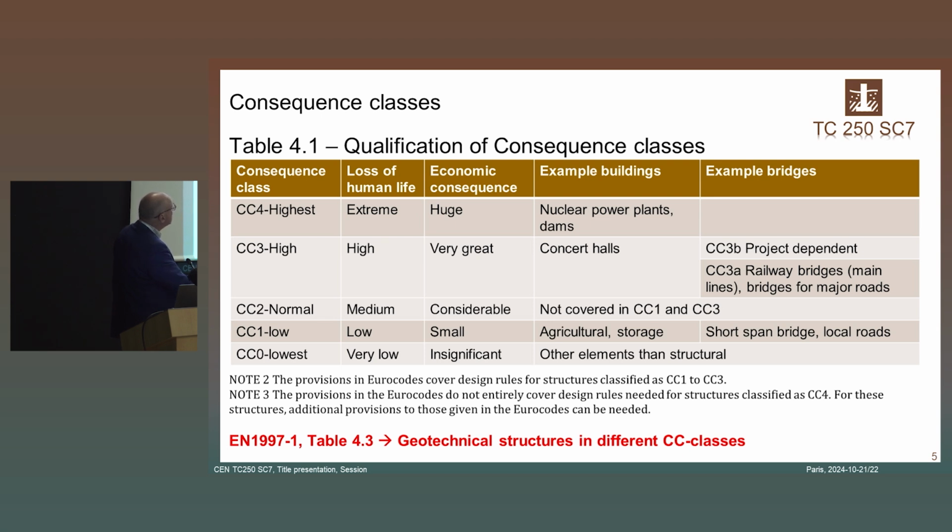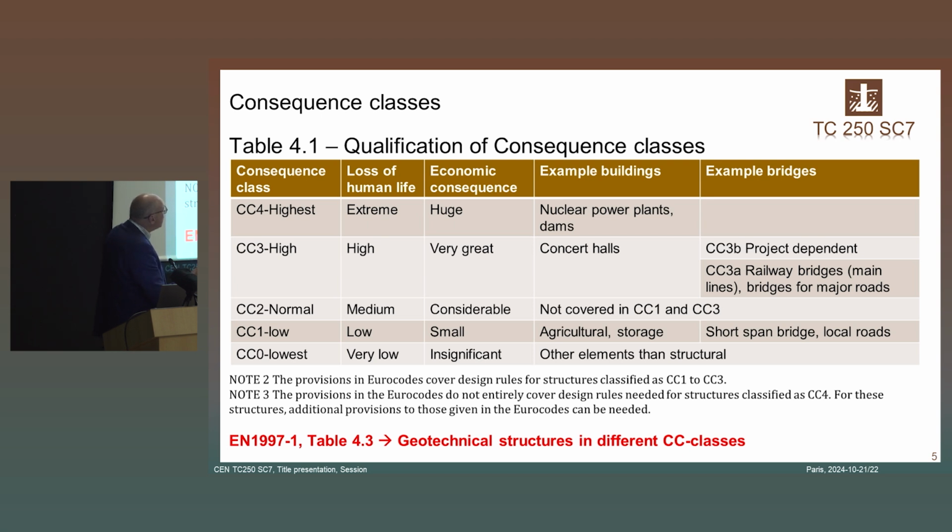In CC4, it's a nuclear power plant and a dam. In CC3, they talk about concert halls, stadiums, or where lots of people are together. Agricultural and storage warehouses are in CC1. And then there's something called other elements and structural. So these are the things which do not directly support something. They will be in CC0, and CC2 will be what is not covered in the other ones.